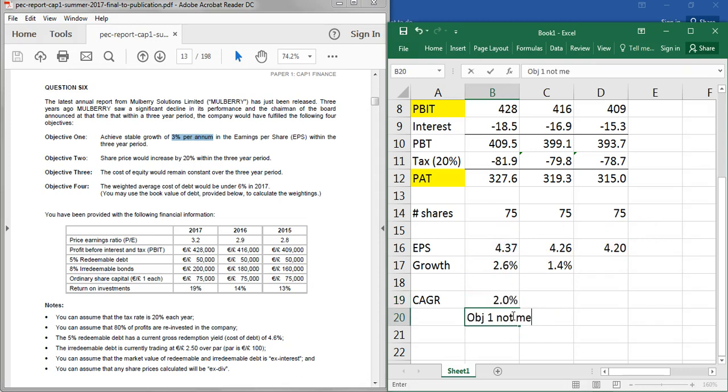Objective 1 not met. And that's all you have to write. We want to get 3% per annum, not 3% over the period, it's per annum. We didn't.